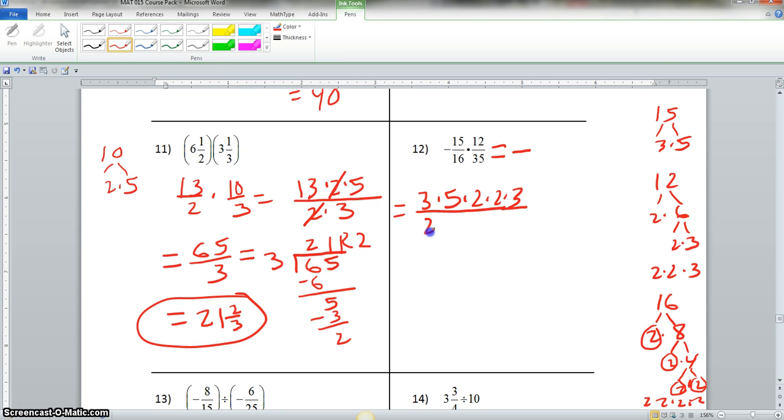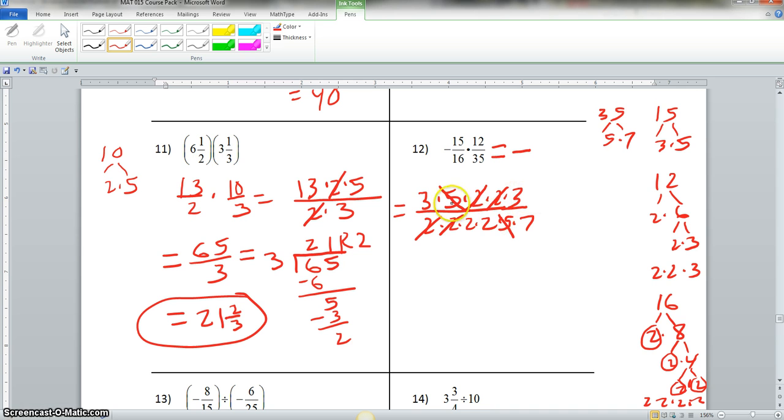So we'll write 4 2's down for 16. Then the prime factorization of 35 is 5 and 7. So we'll write that down for 35. Now we simplify out what they have in common. They have one set of 5's in common, and we have two sets of 2's in common.